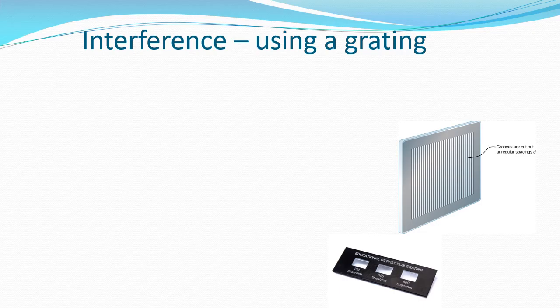So this is just the second part of interference. The first part was looking at when you had two speakers or two light sources that were coherent, looking at the path difference and seeing how interference patterns were created with that. This is interference patterns made by using a grating.